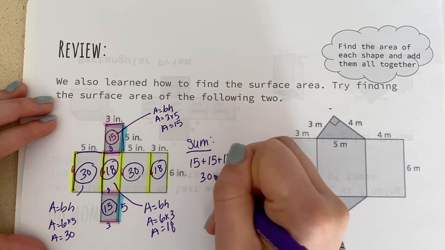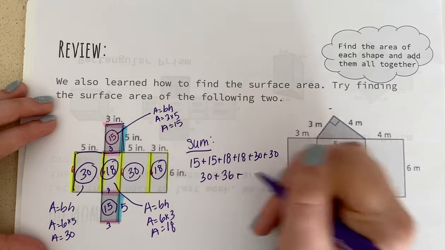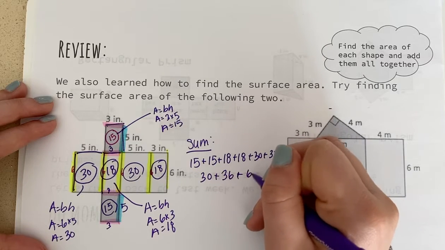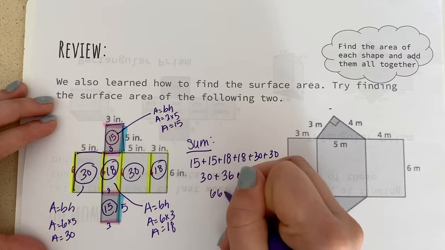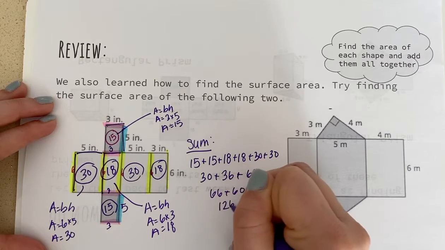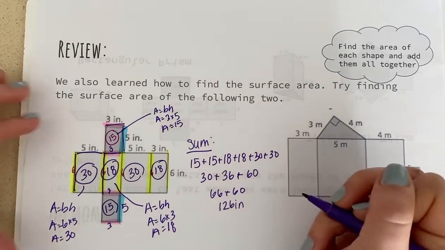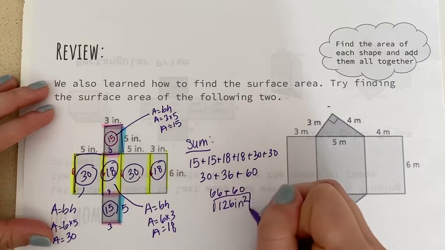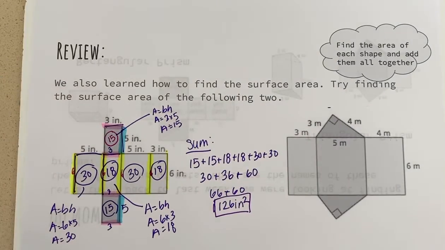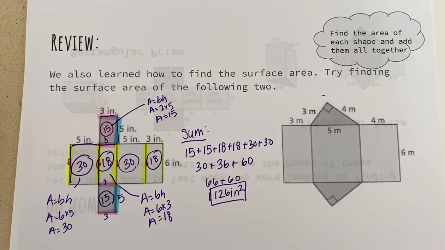So 15 and 15 is 30. Plus 18 plus 18 is 36. Plus 30 plus 30 is 60. 30 plus 36 is 66. Plus 60 is 126. I can't forget my units. 126 inches squared. And then I put a beautiful box around it. So that is the surface area of this rectangular prism.